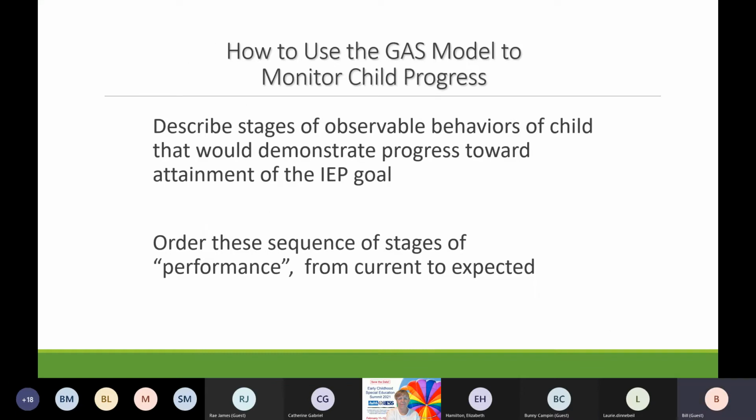So the first thing we do is we look at the child's current function. We look at what we would accept as appropriate or reasonable progress, and we look at what we would see as being progress that is beyond what we might typically expect. Next slide, Lori.